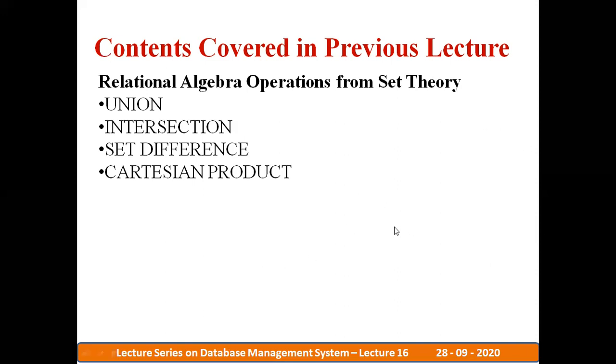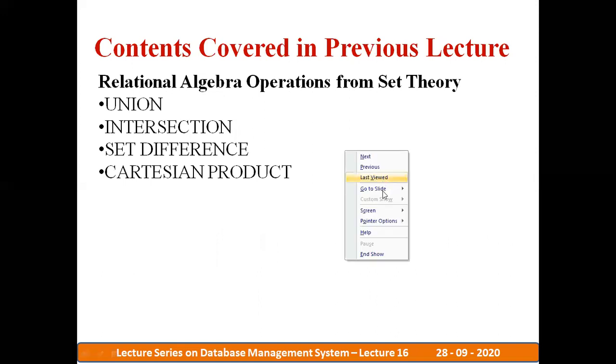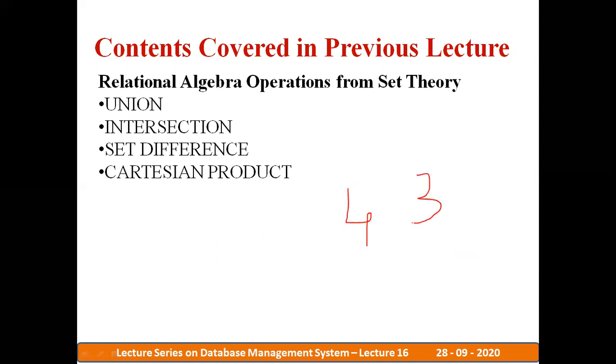And the number of tuples: if the relation R has four tuples, and if the relation S has three tuples, then the number of tuples in the resultant table will be 4 into 3. So we are going to get a total of 12 possible tuples in the case of Cartesian product. And for the Cartesian product, there is no need to check the type compatibility.